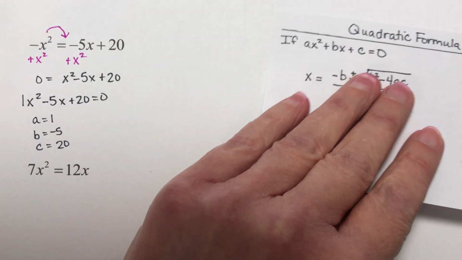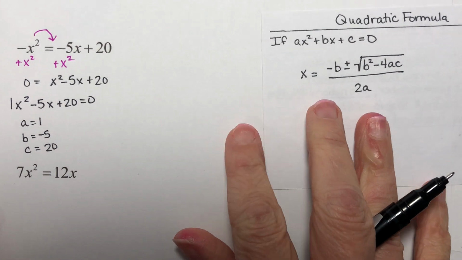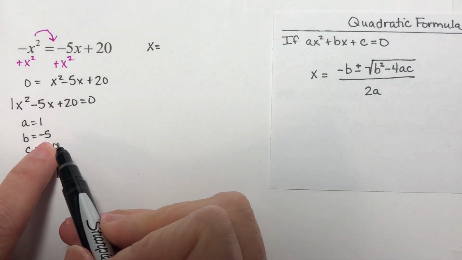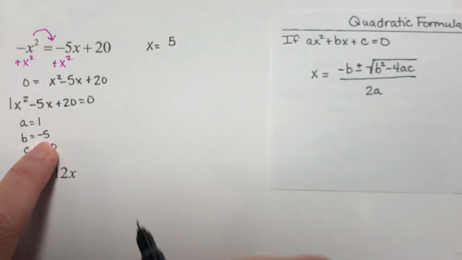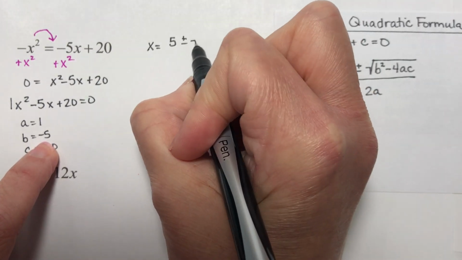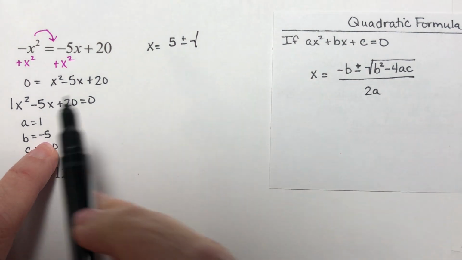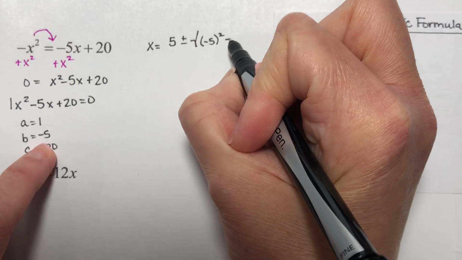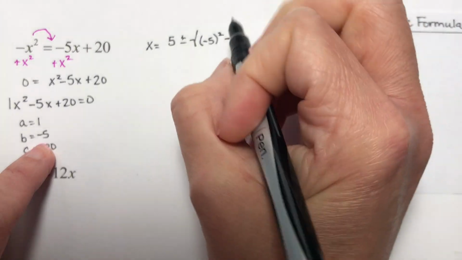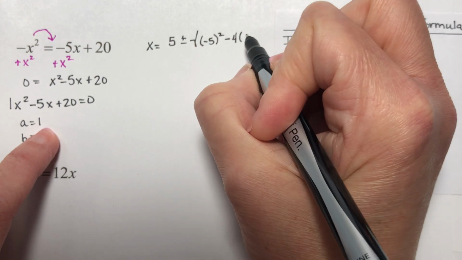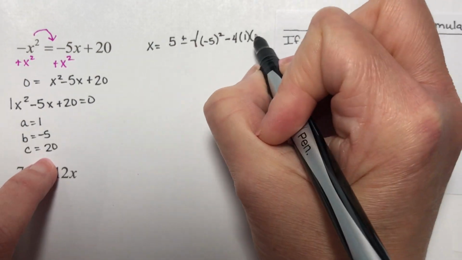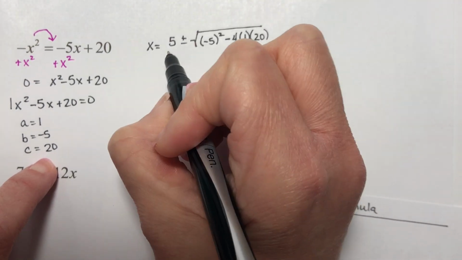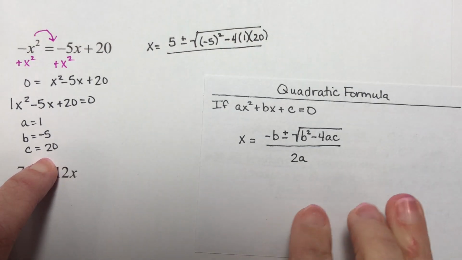So let's look at our formula. x equals negative b. The opposite of b, that's a negative 5, so I write down a positive 5, plus or minus the square root of b squared, negative 5 in parentheses squared, minus 4 times a times c. 4 times a is 1, times c, which is 20. And this is all over 2 times a.